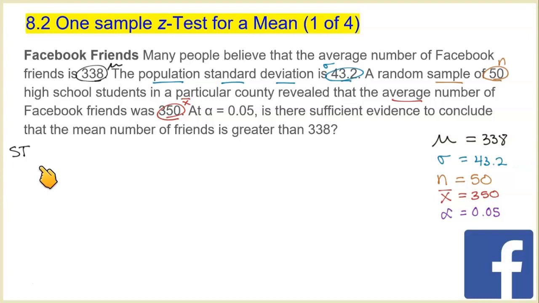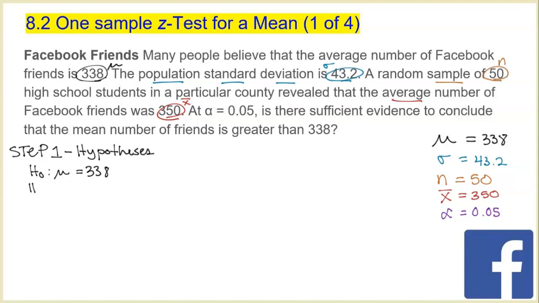So for step number 1, we want to identify our 2 hypotheses. We want to identify what is the null hypothesis and what is the alternative hypothesis. The null hypothesis represents that there is no difference in the averages. So the population average that people believe represents the number of Facebook friends is 338. However, a sample was collected and we got 350.